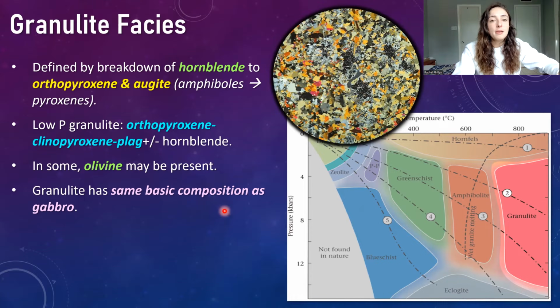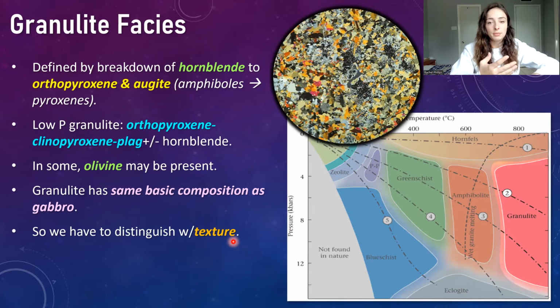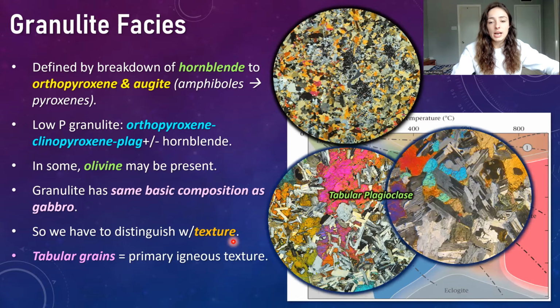But because this has the same basic composition as gabbro, we have to turn to texture to really distinguish granulites from a mafic protolith. And the way we can do this is looking at tabular grains from the primary igneous texture. If there are tabular or elongated plagioclase minerals, a lot of times called plagioclase laths, and if there are laths in here, it's not metamorphosed, or at least maybe it is, but low temp and low pressure, it wasn't very deformed to deform the tabular texture here. But this is very indicative of original primary igneous texture and therefore an igneous rock.